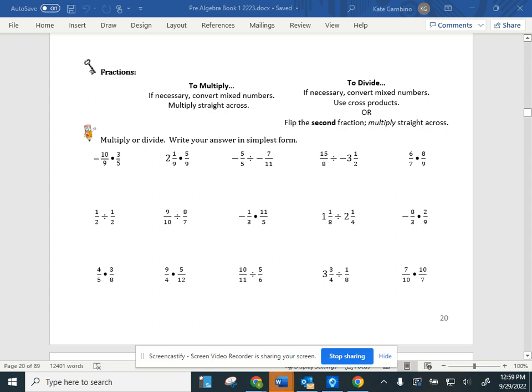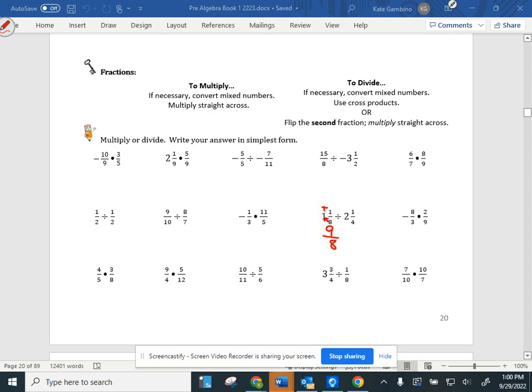Remember when we are changing from a mixed number to an improper fraction: denominator times our whole number plus our numerator. 8 times 1 is 8, plus 1 is 9. So 1 1/8 becomes 9/8. Do I need to worry about common denominators? No, because we multiply straight across. We don't need to worry about common denominators.